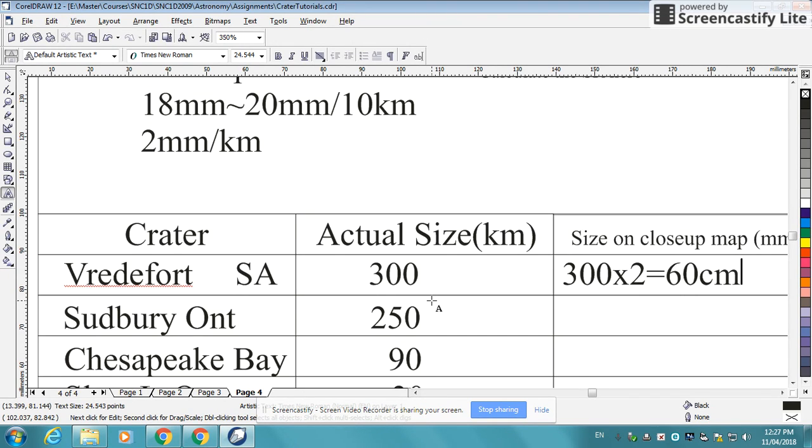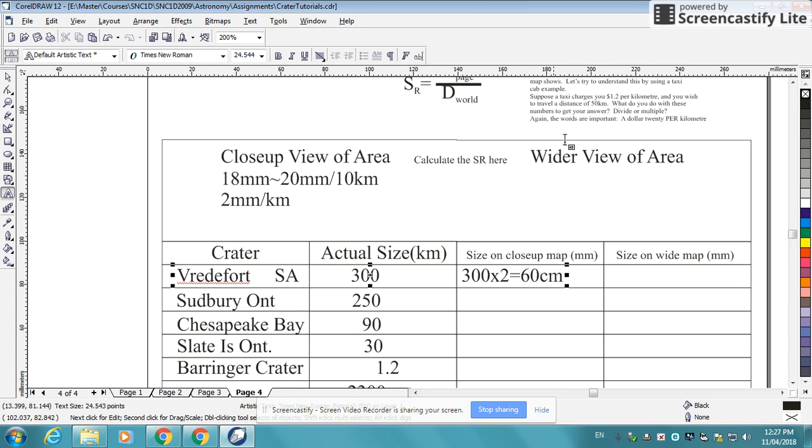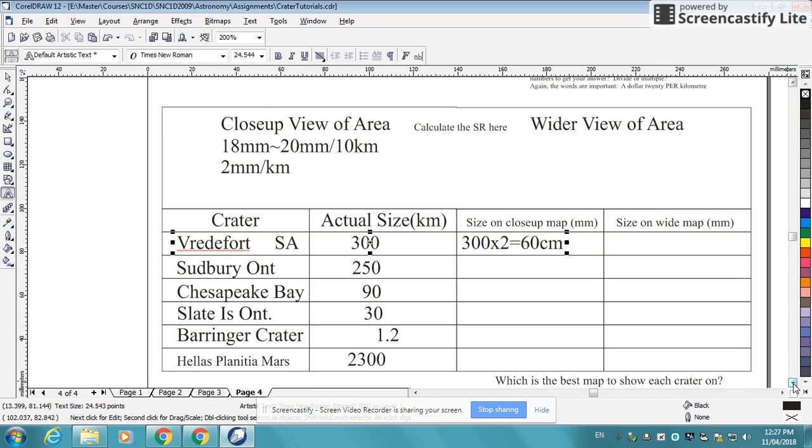But you go all the way down and see which ones you could fit on the one map. Then you get the map scale for the wide view and see which ones you could fit on the wider view on the map, and you will now be able to scale those craters to size. The tricky one is the Hellas Planitia crater on Mars; it isn't going to fit on either. So is there any way you can somehow fit it on one of those maps? So this is your assignment for today. Away you go.